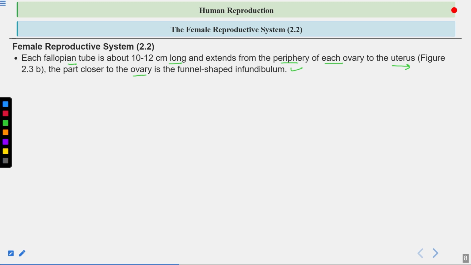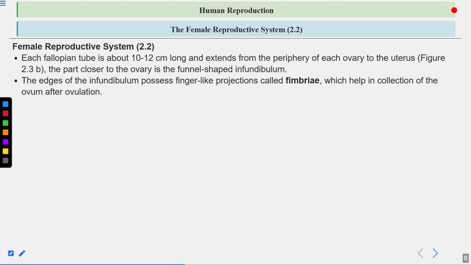So the fallopian tube has 3 parts. One of the parts is known as the infundibulum. So what is the infundibulum? The part near the ovaries, which is funnel shaped. This is known as the infundibulum.